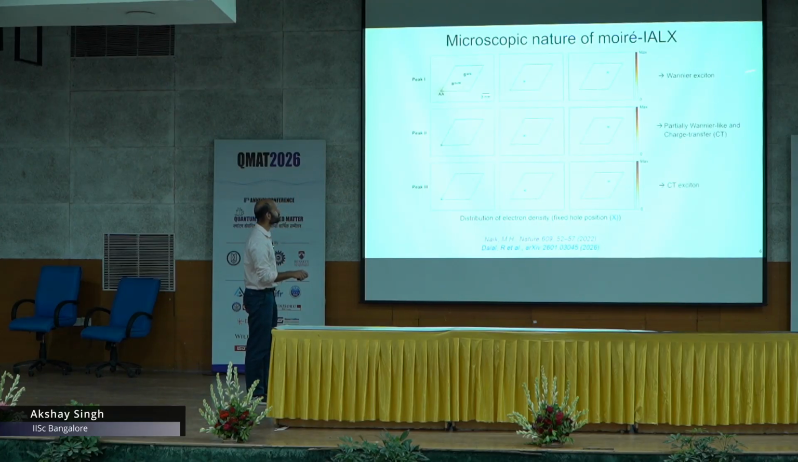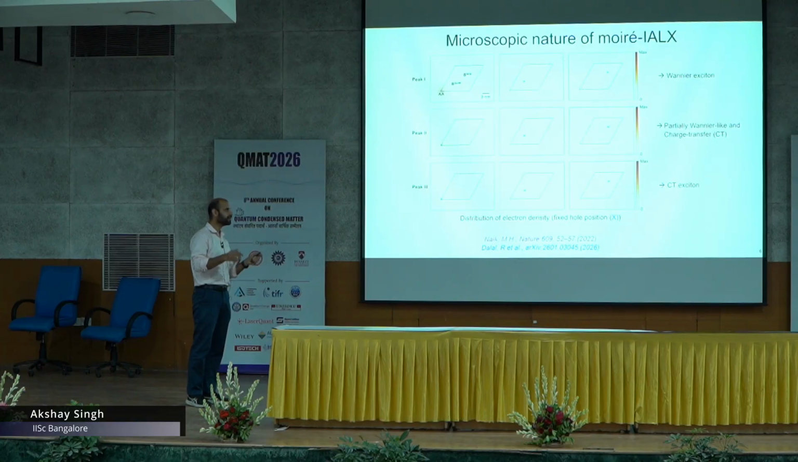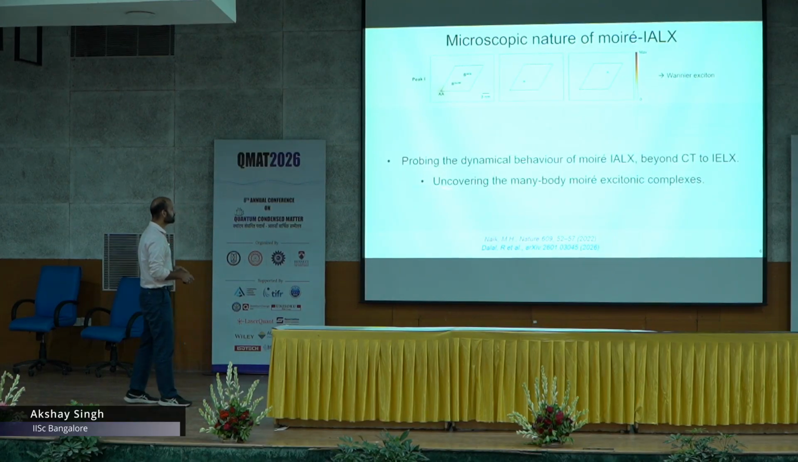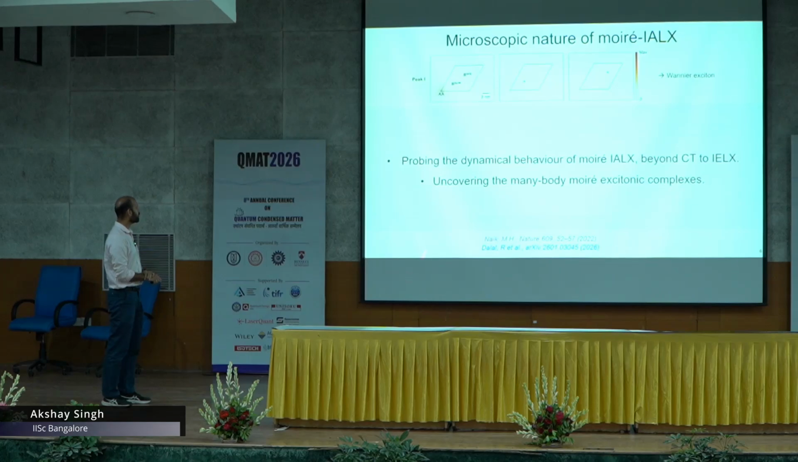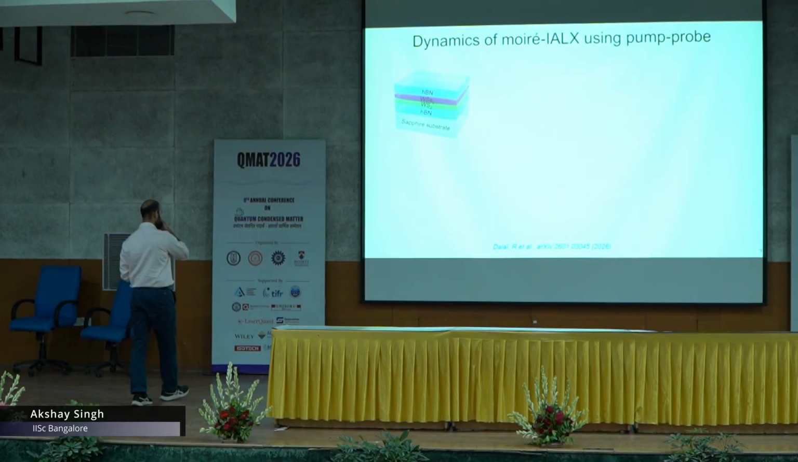So in summary, this is Wannier exciton physics for the peak 1, partially Wannier-like and charge transfer for peak 2, and a completely charge transfer-like exciton for peak 3. So this already will motivate you what is happening to these excitonic systems when I try to measure the lifetimes. So these are the two questions we started with. We wanted to probe the dynamical behavior of these moire intralayer excitons beyond charge transfer to interlayer exciton, and then we wanted to see if there are some many body complexes in the system. So enough introduction. Let's look at what measurements we do.